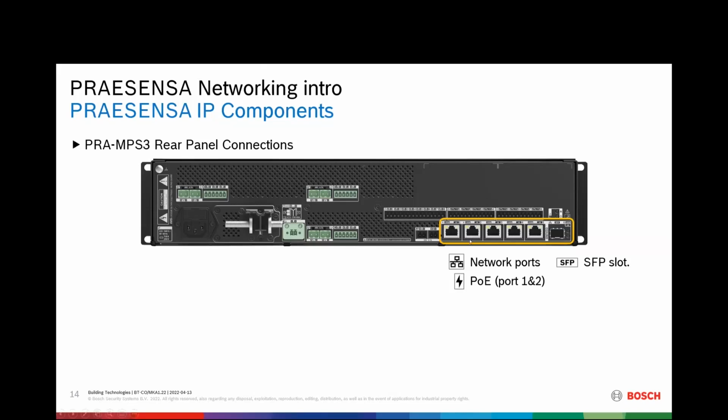The 2 leftmost ports, port 1 and 2, have PoE, power over Ethernet. They supply power to PoE-powered devices like the call stations. So you do not need another external device to get the power into the Ethernet. These 2 ports already provide that for you. So if you have call stations, you should always connect them to port 1 or port 2 of an MPS or to an external switch which has PoE.